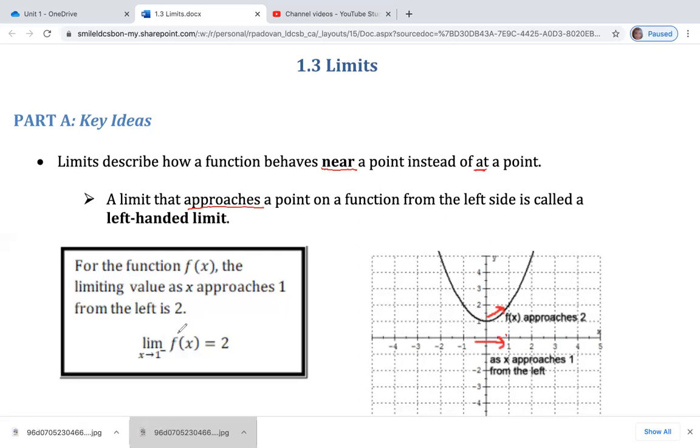So here's how you read it. The limit as x approaches 1, the negative means from the left side, of the function f of x equals 2. I'm getting close to 2. It doesn't mean it equals 2 because you have the word limit here. It just means that I'm approaching 2.